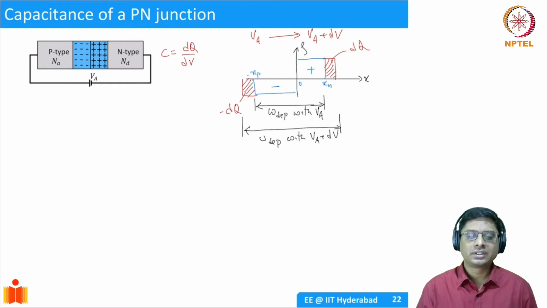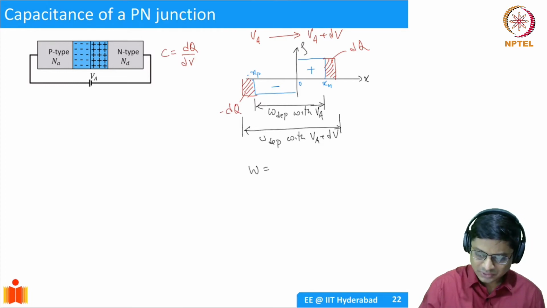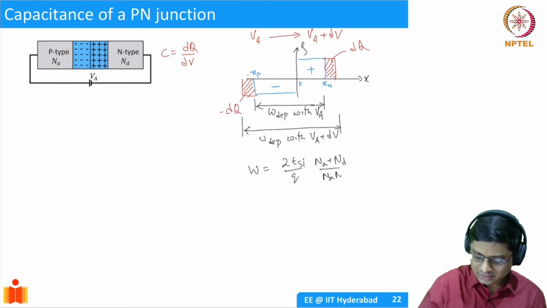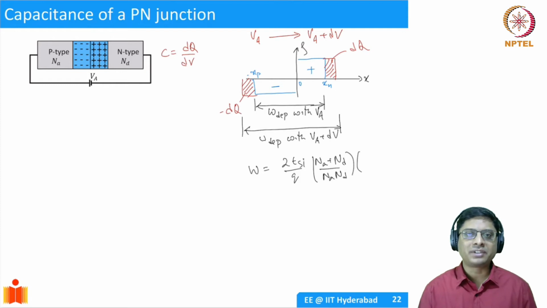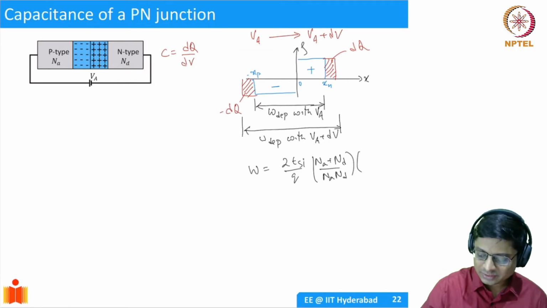So once I know this, I can compute what happens to the capacitance, right? What is the width of a depletion region? We have derived this expression a couple of lectures back. W is going to be the square root of 2 epsilon silicon by Q, times Na plus Nd divided by Na Nd, times the built-in voltage. We left it as built-in voltage, but at any arbitrary voltage, you can write it as VBI minus VA.